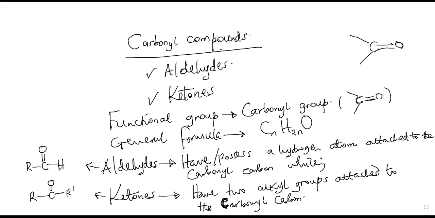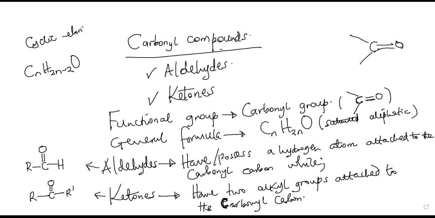Now, this general formula is for the saturated aliphatic carbonyl compounds, but for those that are cyclic, the cyclic ketones have the formula CnH2n minus 2. These are cyclic ketones.